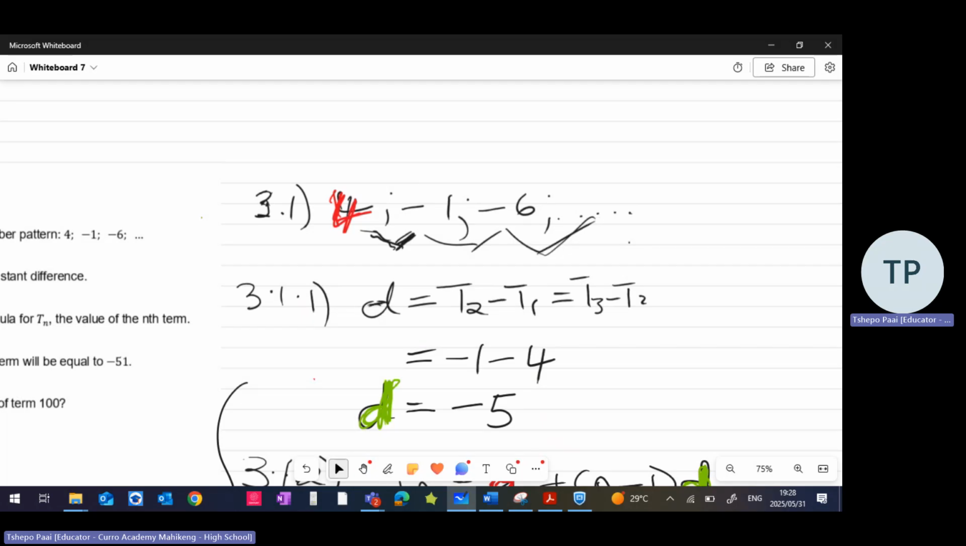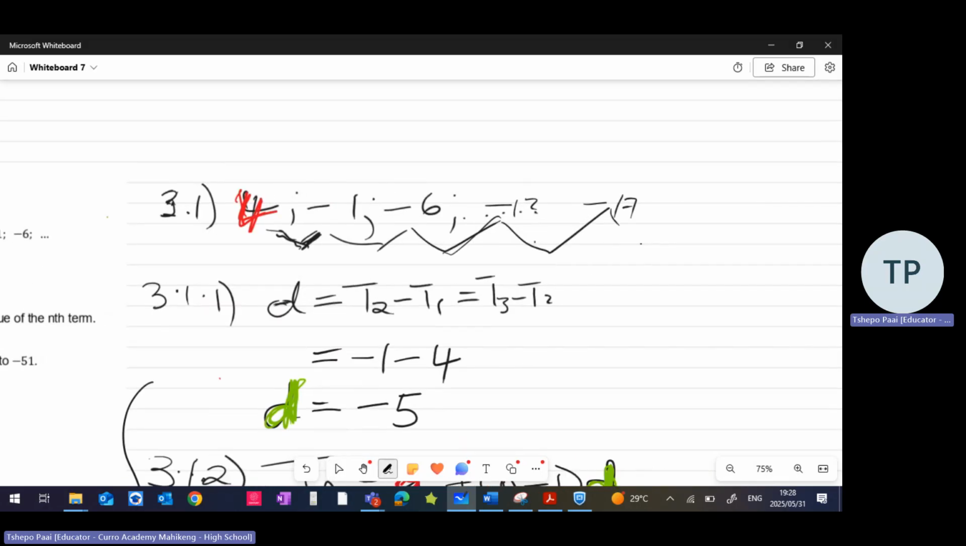If you keep on subtracting, it will get to minus 6 minus 5, because our difference is minus 5. It will end up giving us minus 12. Continue like that. Minus 12 minus 5 will be minus 17. If you continue like that with this number pattern, there's somewhere where you will end up with minus 51. We want to know which term number of the number pattern this will be. So that term can be our Tn. We can take it as Tn and solve for n.